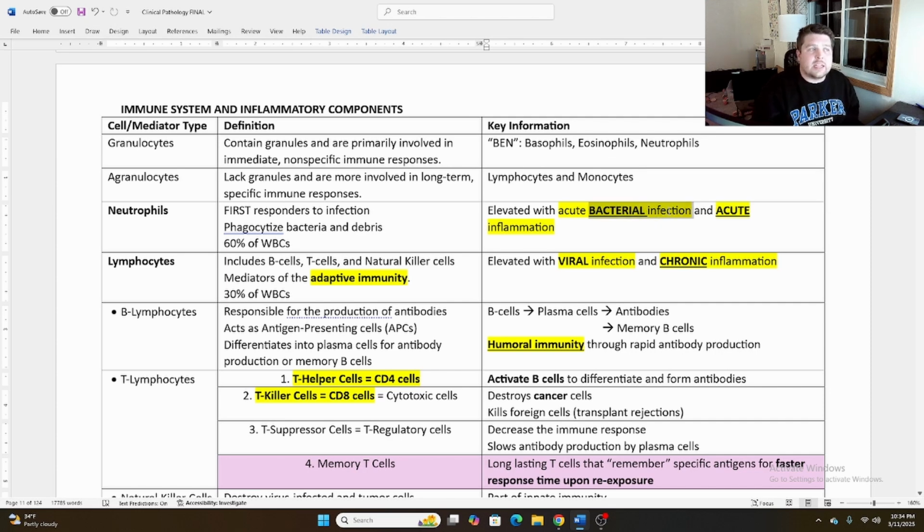Along with that, anytime we have a bacterial infection, we're also going to have a fever, at least 99.5 degrees Fahrenheit or higher. A good rule of thumb is to say if it's not over 100 degrees, it's probably not a fever.